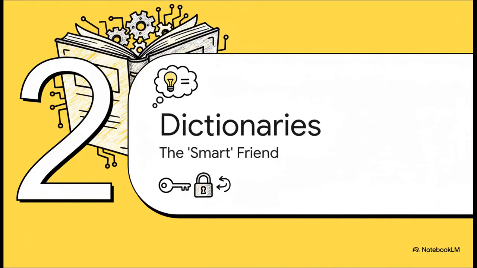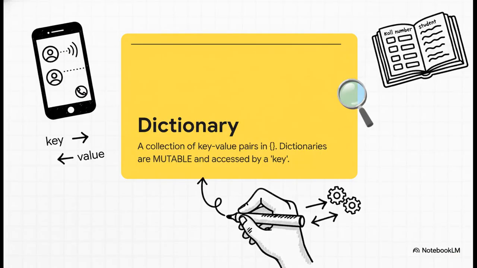Okay, time to meet our second friend for today, the dictionary. Now, if the tuple was our Pakka, reliable friend, then the dictionary is our smart friend. This friend is clever. It remembers things with labels, not just by their position. So a dictionary is a collection of key-value pairs, and they live inside these curly braces. The easiest way to think about it is your phone's contact list. The key is your friend's name, and the value is their phone number. Name is the key, number is the value. Or your class register. Roll number is the key, your name is the value.